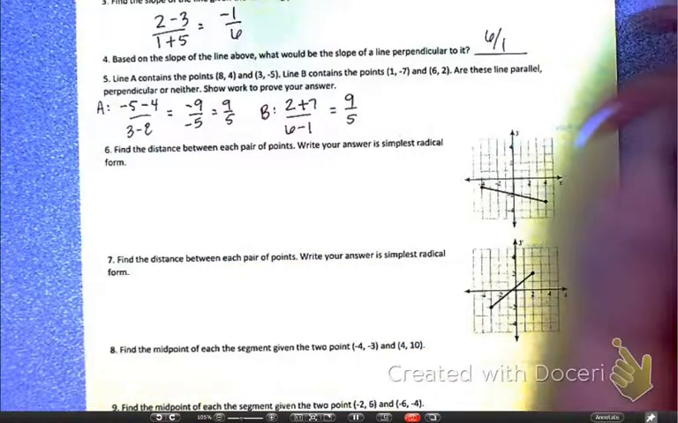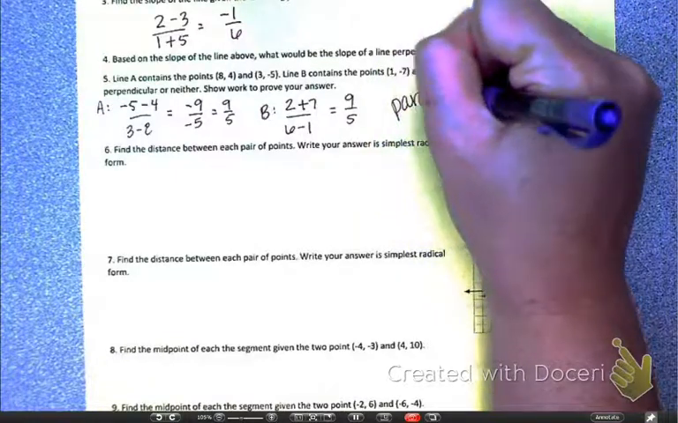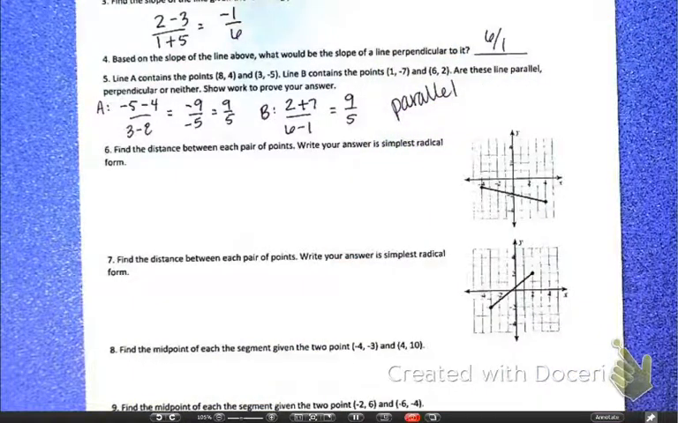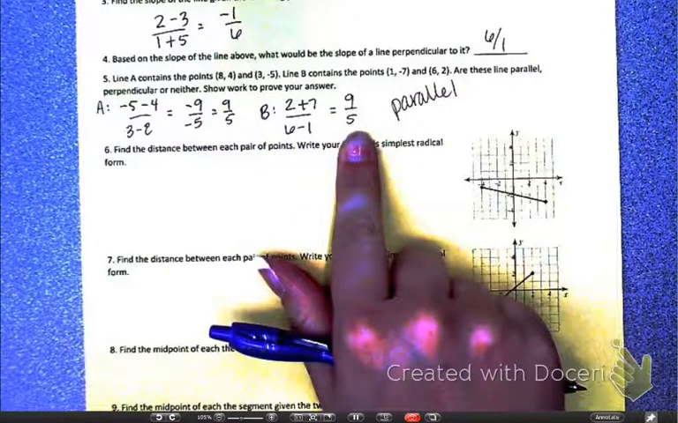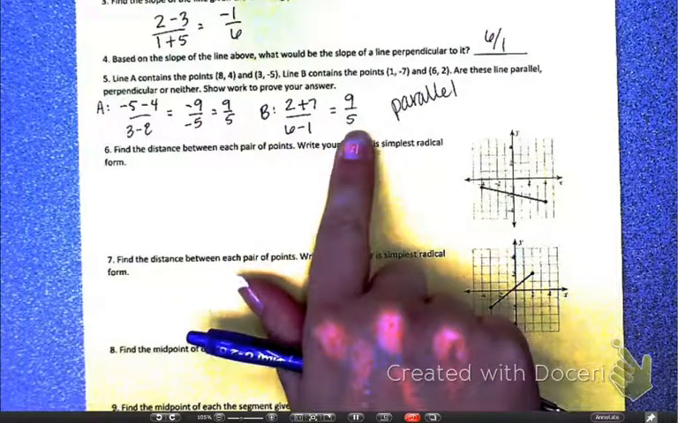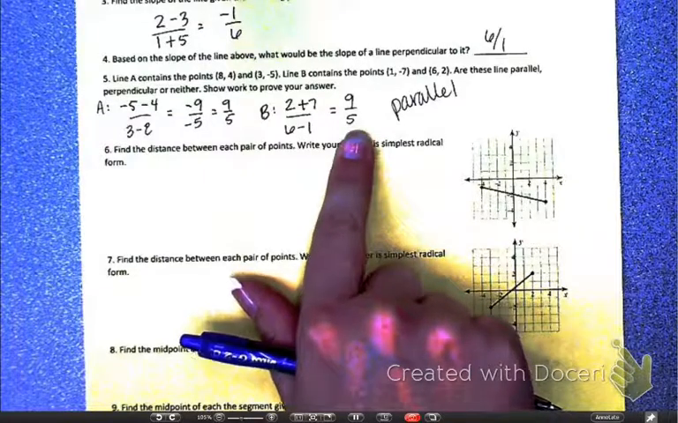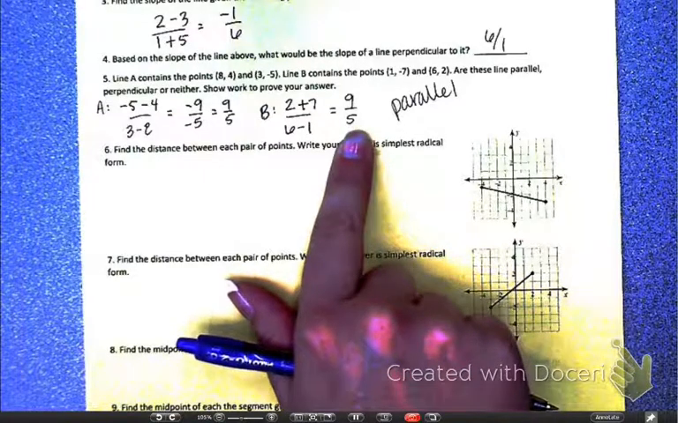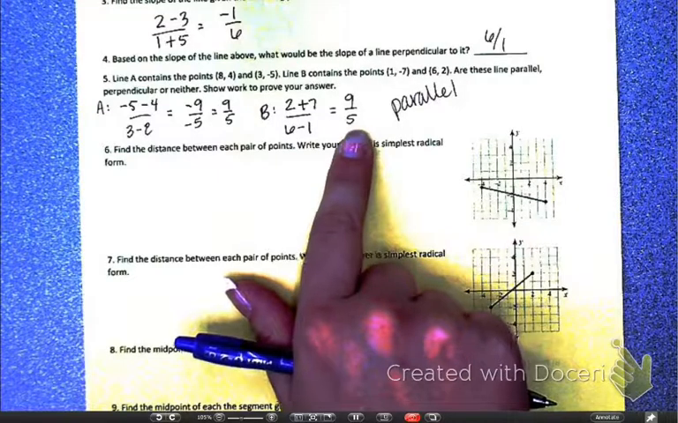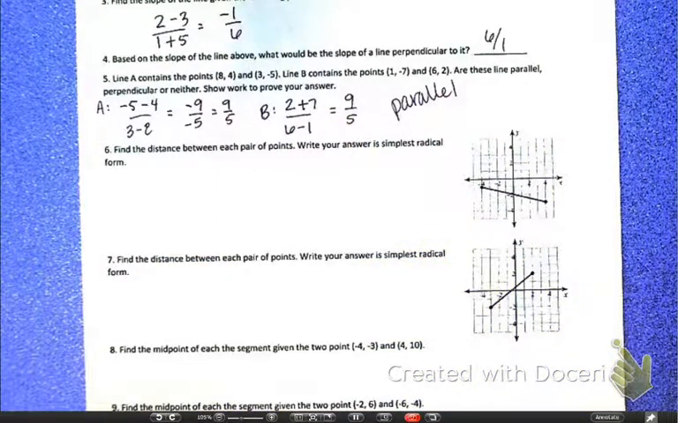Are those slopes parallel, perpendicular, or neither? Parallel. Why are they parallel? Because the slopes are the same. Okay, you need to be very cautious. If this one was negative, what would the answer be? It would be neither. Because in order for it to be perpendicular, the fraction has to be flipped and one has to be positive and one negative. Okay, so you need to remember those things.